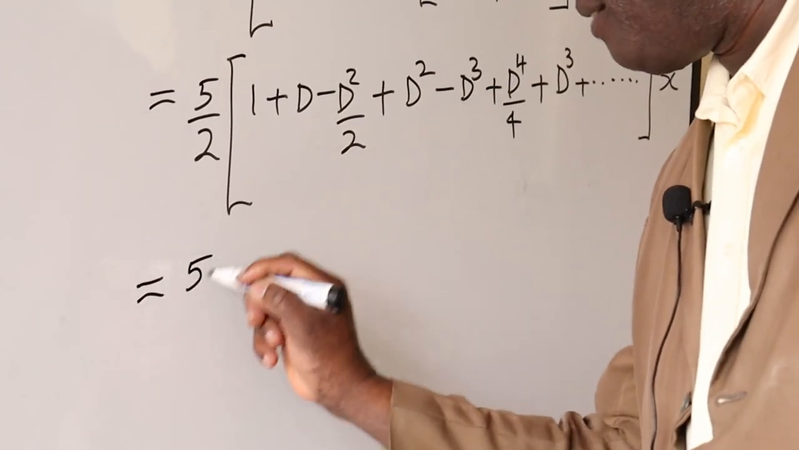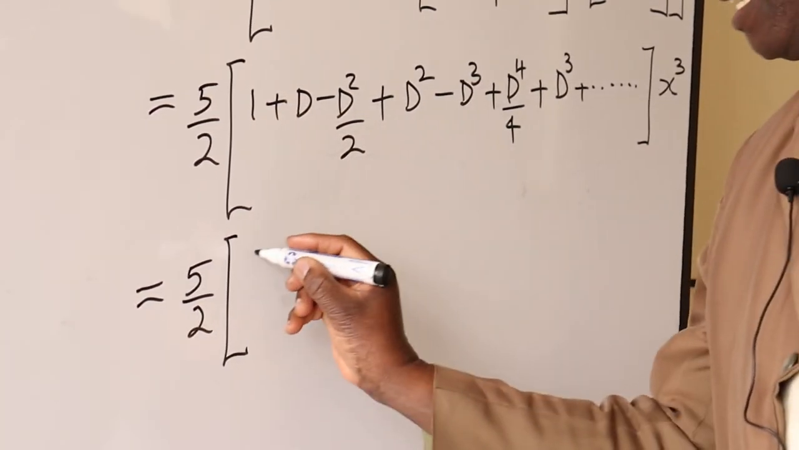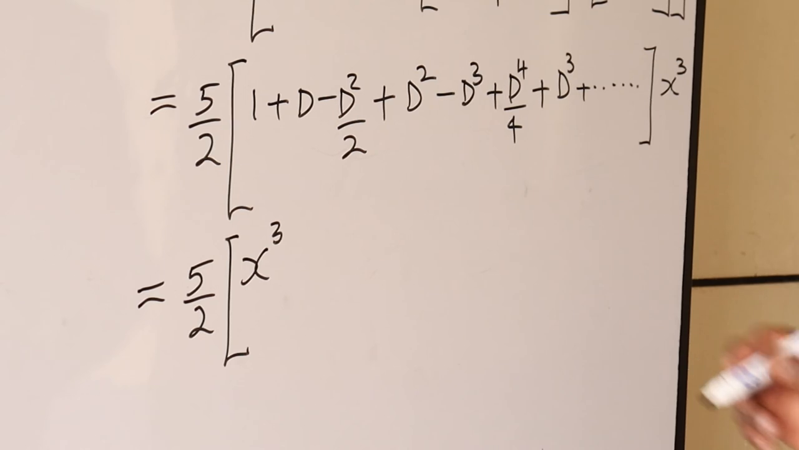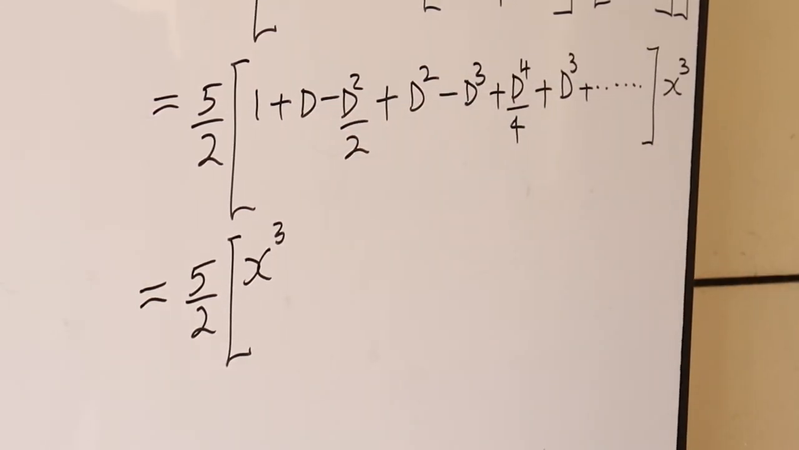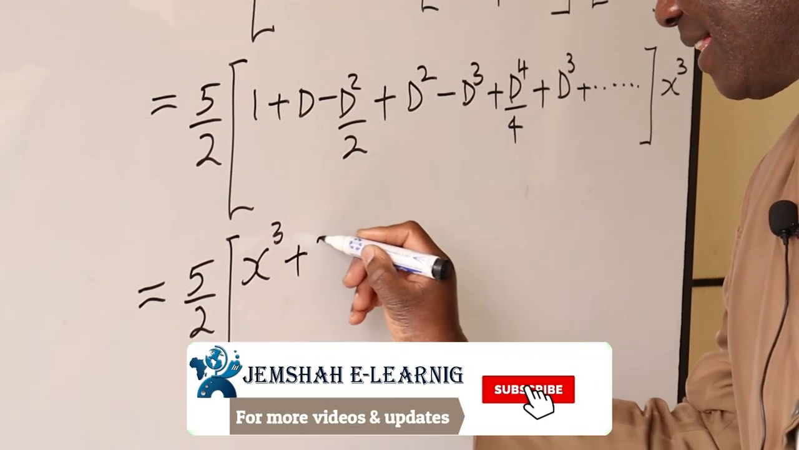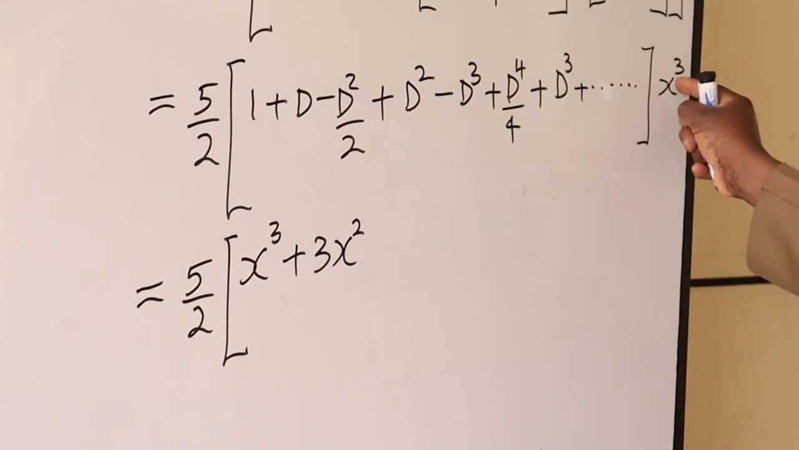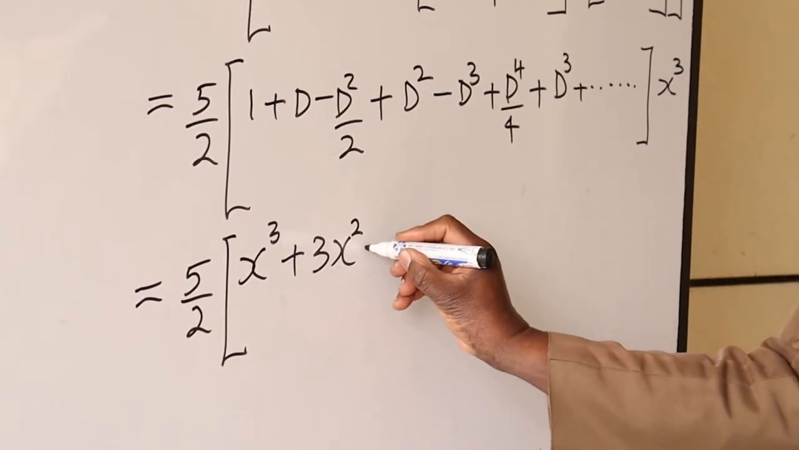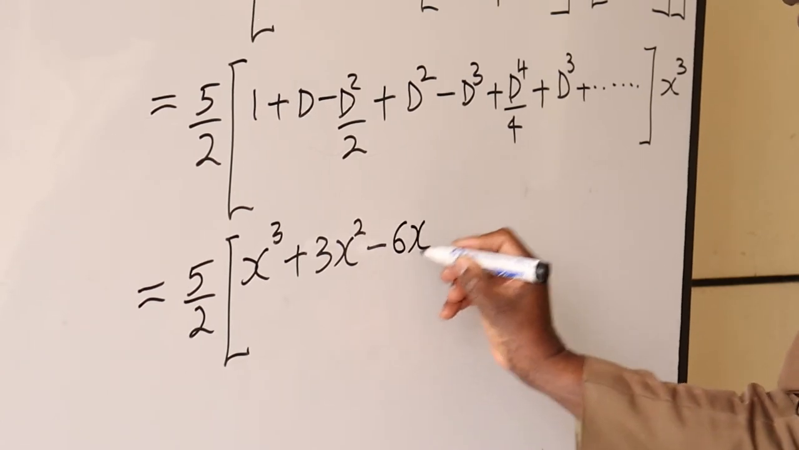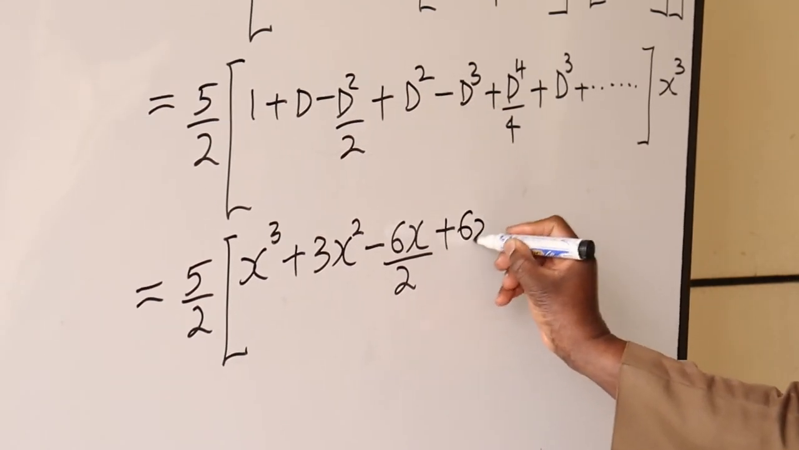So this will be equal to 5 all over 2 into, let's start the operation. 1 times x cubed, it is just x cubed. d times x cubed, d meaning differentiate this function once with respect to x, which will give us 3x squared. Here we are supposed to differentiate this one twice. So we get now minus, when you differentiate x cubed twice, you get 6x. But this 6x is all over 2. When you differentiate twice here, we also get 6x.